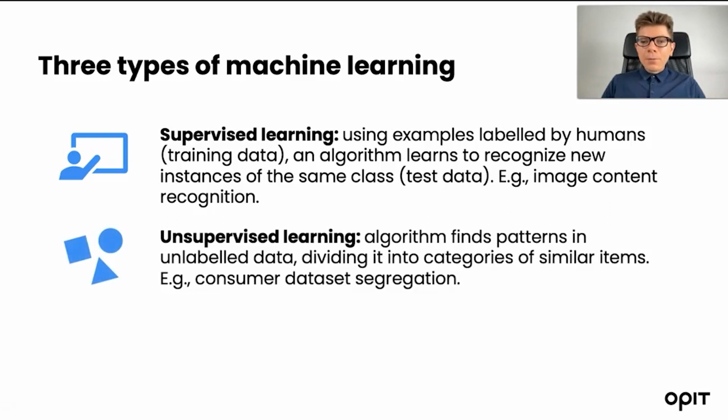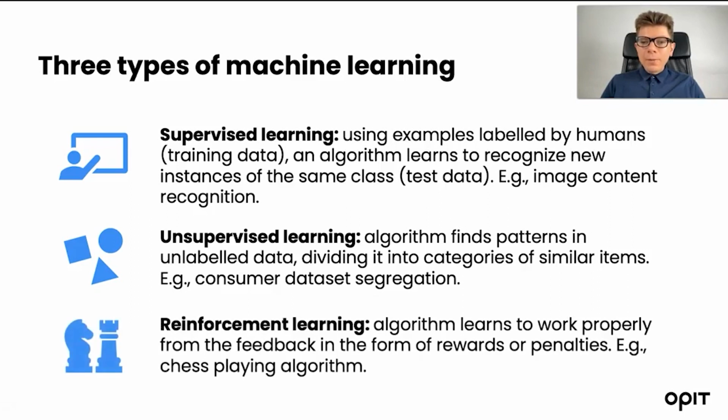The second type of machine learning is unsupervised learning. And here, the algorithm finds patterns in unlabeled data, and it divides it into categories of similar items. So it can be used to cluster the elements in the dataset without intervention of the operator. For example, it could be about finding segments in a consumer dataset. So it is about recognizing some similarities between the elements within the dataset.